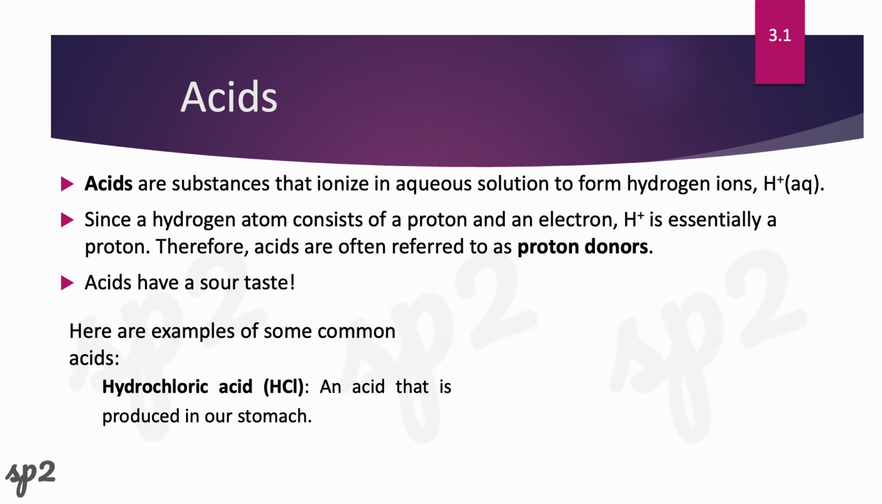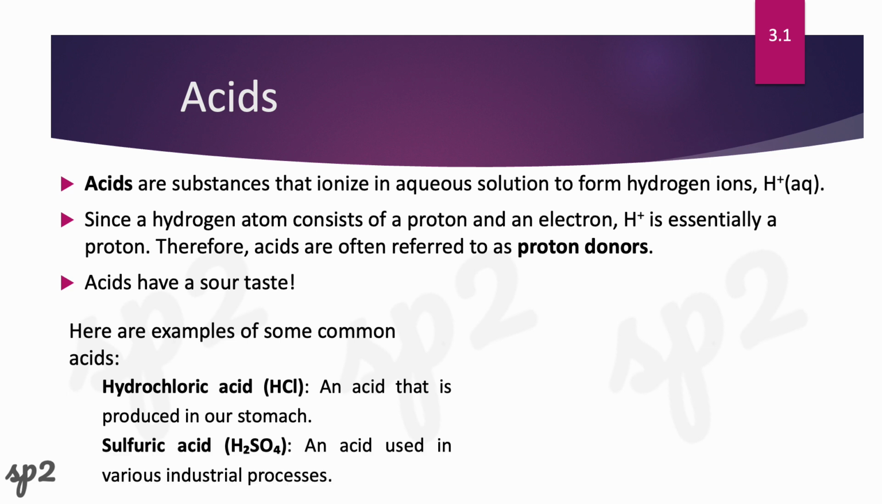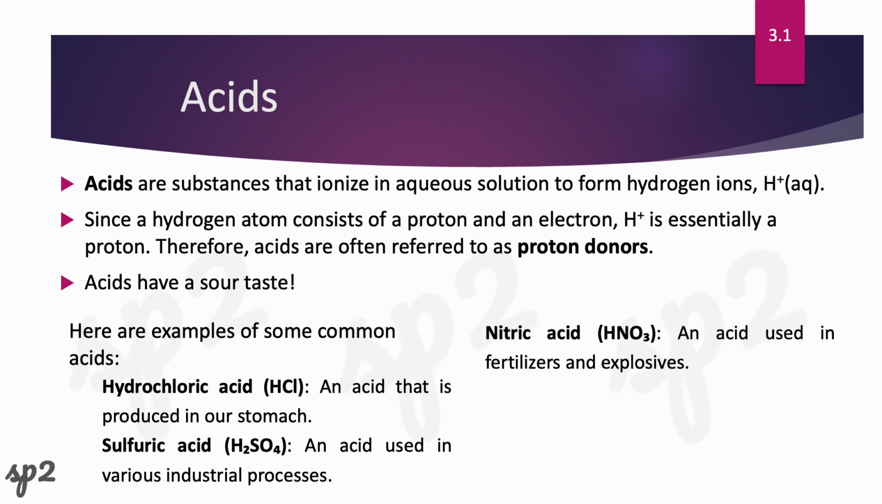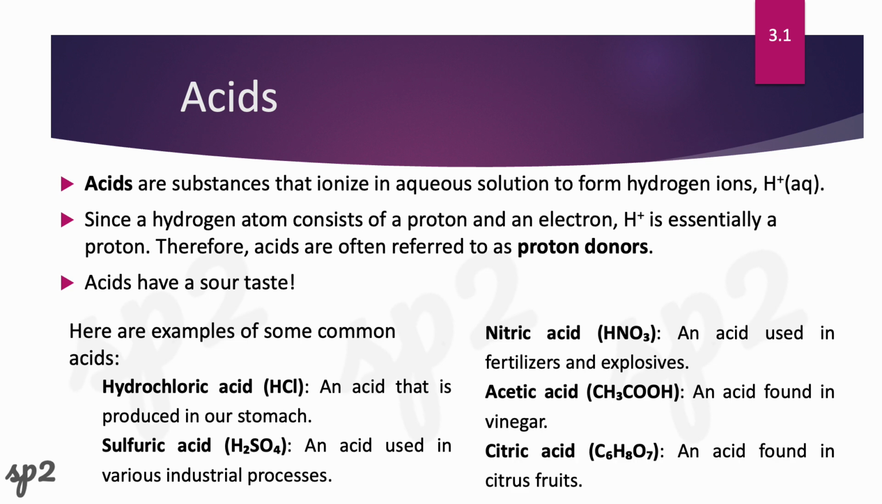And I have a couple of examples for you here. The first example is hydrochloric acid, which is an acid that is produced in our stomach. The second one is sulfuric acid, an acid used in various industrial processes. We have nitric acid, a very common acid in our fertilizers and explosives. We have acetic acid, which is my favorite, right? That's the one we have as vinegar. So pretty much acetic acid in a very low concentration would be your vinegar. And the last one is citric acid, which you can find in your citrus fruits.